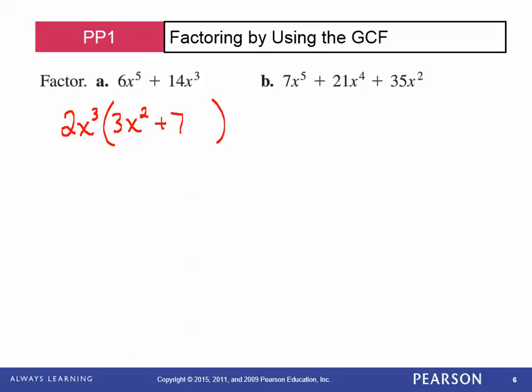All right, for B, all yours there. 7, I already gave you the answer. Okay, 7. Anything else? x squared, which is the lowest power on the x's in all the terms. And leftovers would be x cubed plus 3x squared plus 5. Good there.